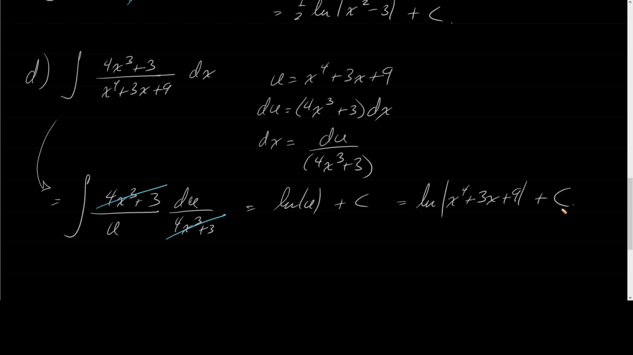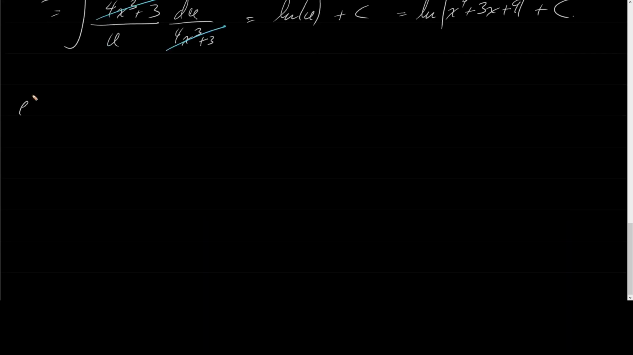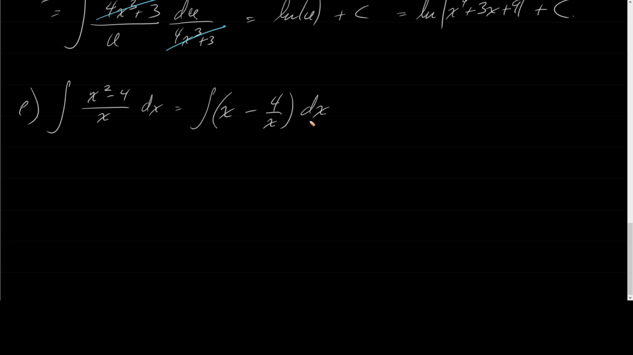Alright, next one. E. Let's say we have the integral of (x squared minus 4) over x dx. In here, what can we do? Well, I have a fraction, right? So I'm going to split up that fraction. So I'm going to write it as x squared over x, which is just x, minus 4 over x dx.